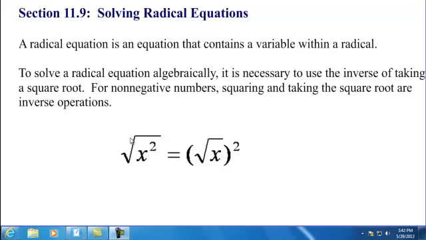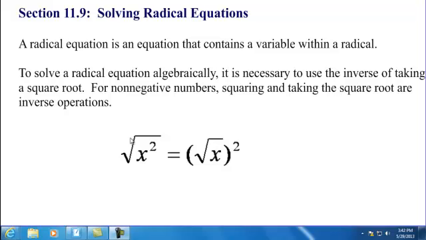So a radical equation now is what we will have in this section, and that means that it just has an equal sign. Everything we've been doing before has just been a radical expression, like the square root of 20. We don't have the square root of 20 equals something, we just had the square root of 20.